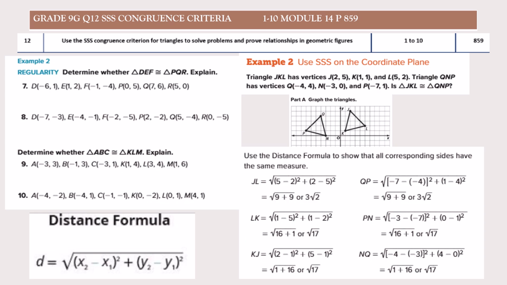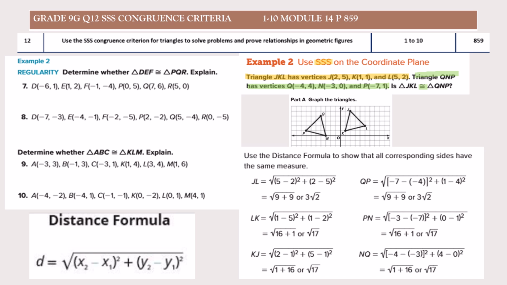We shall now look at example 2, which says use side, side, side on the coordinate plane. In this example, you are given the vertices of 2 triangles. Triangle JKL and triangle QNP. You are given all the vertices. And now they are asking you to prove that triangle JKL is congruent to triangle QNP.